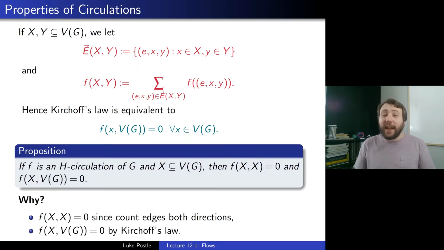And then the other one follows from Kirchhoff's law, right? So the flow out of any vertex to the rest of the graph is 0. So then if you're just summing up all of those things, you can make them each 0, and so it sums to 0 as well. So the second one is by Kirchhoff's law. All right, so that's some basic properties of circulations.